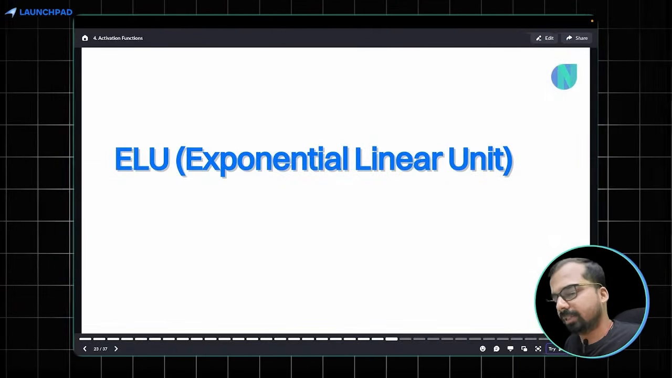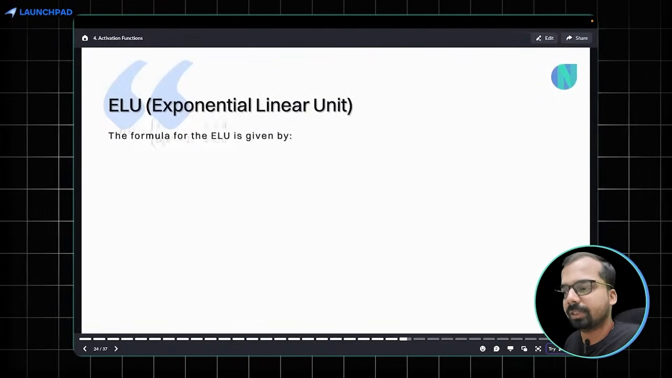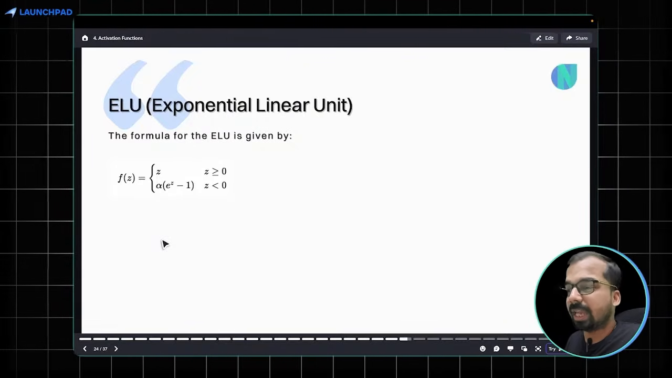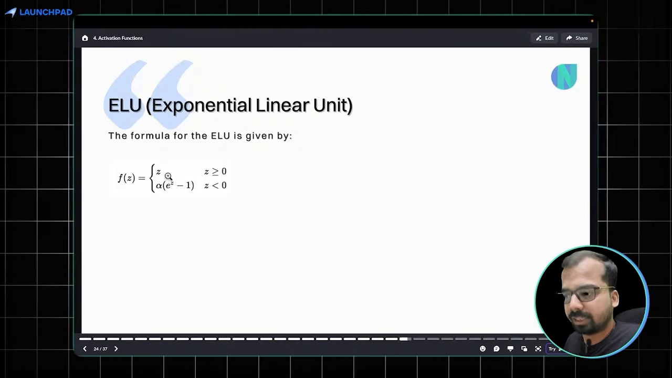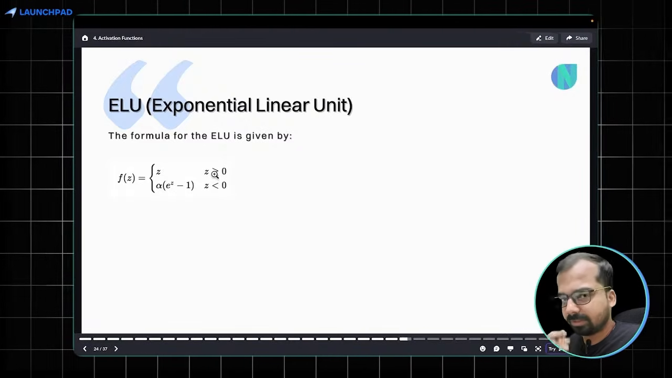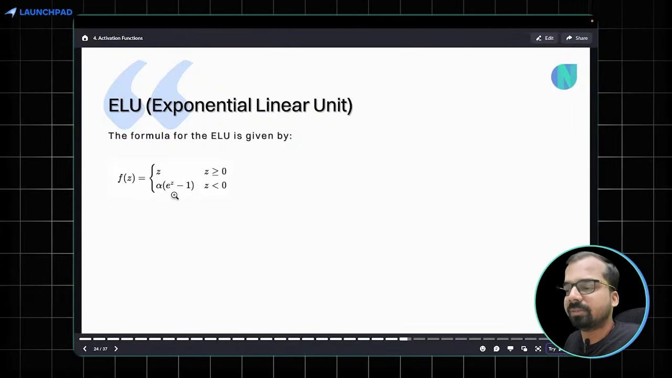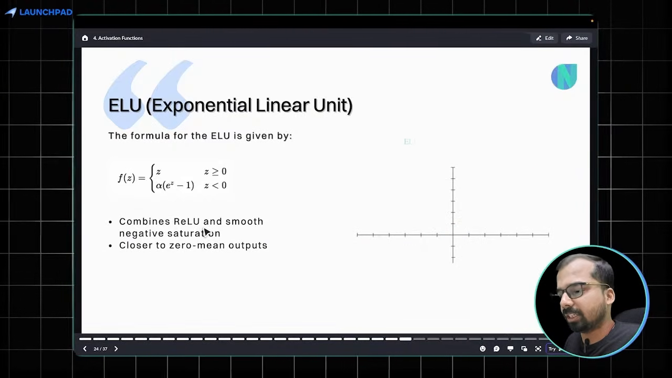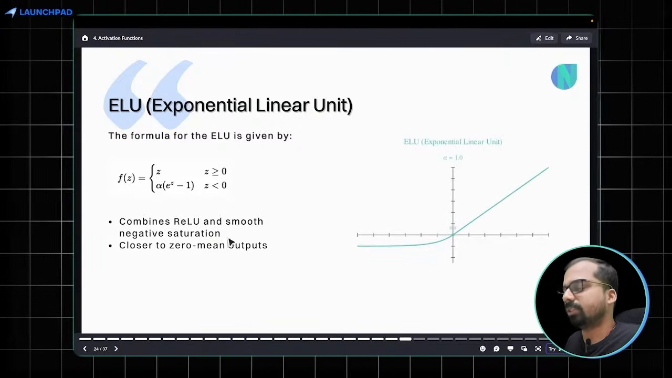Then there is another variant of ReLU known as the exponential linear unit, or ELU. The formula for ELU is f(z) equals z if z is greater than 0. If it's positive, the output is directly z. Otherwise, it is alpha times e to the power z minus 1 for negative values. So it actually combines ReLU and also has smooth negative saturation.